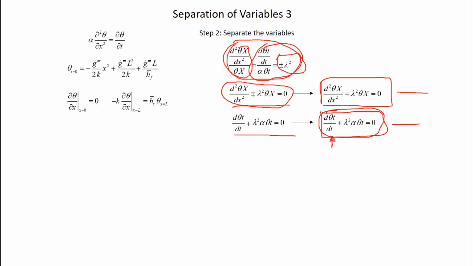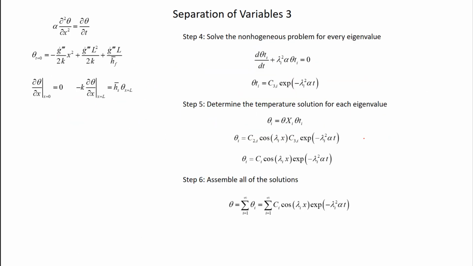Before, when we were doing steady state problems, this was an ODE that was solved by cosh and sinh. This is a first order ODE, right? So this one is actually just going to be solved by exponentials. But we have to remember that we have one of these ODEs for every one of these eigenvalues, right? So for every solution to this ODE, we get a related solution to this ODE. So that's the non-homogeneous problem. It's this guy right here. This is solved by exponentials.